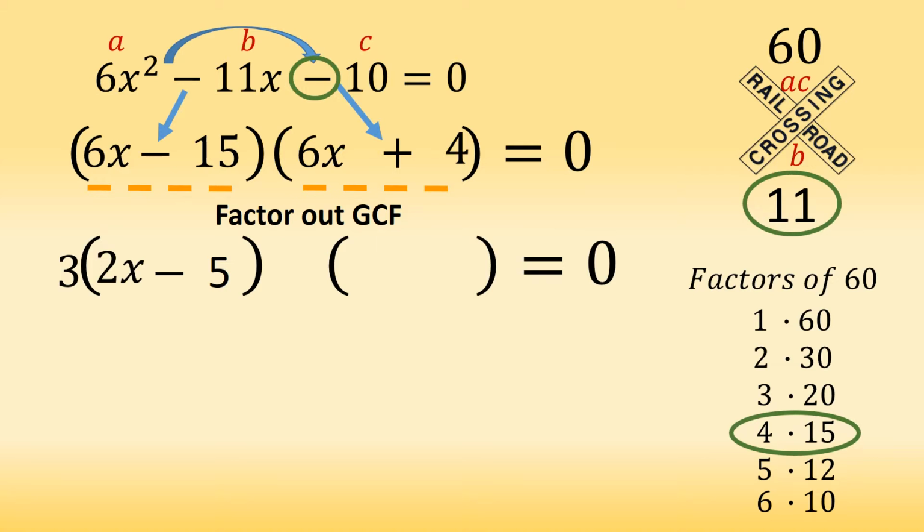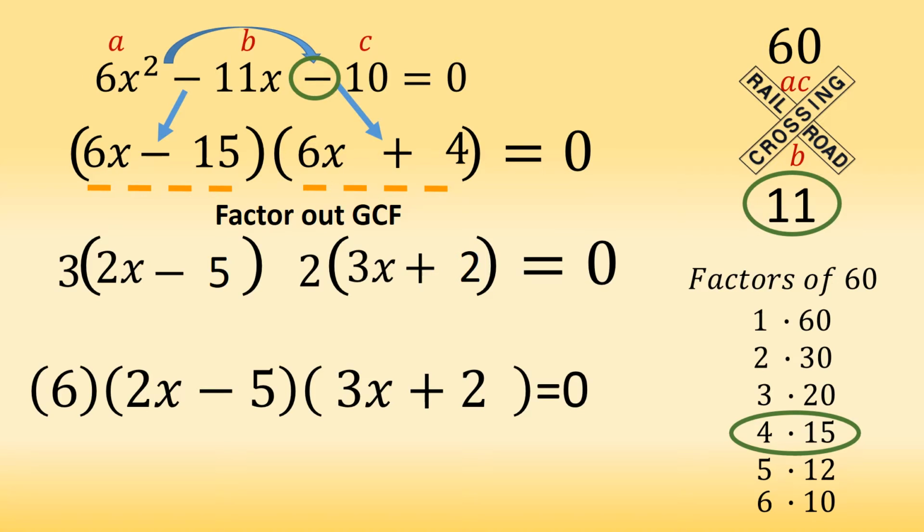Now we're going to look at 6x plus 4. What can I factor out? A 2. That leaves me with 3x plus 2. I am going to multiply the 3 times the 2.